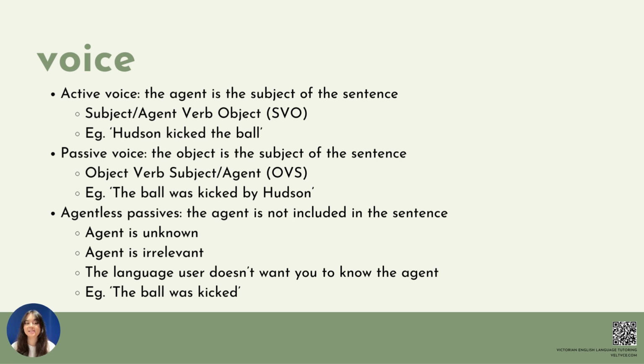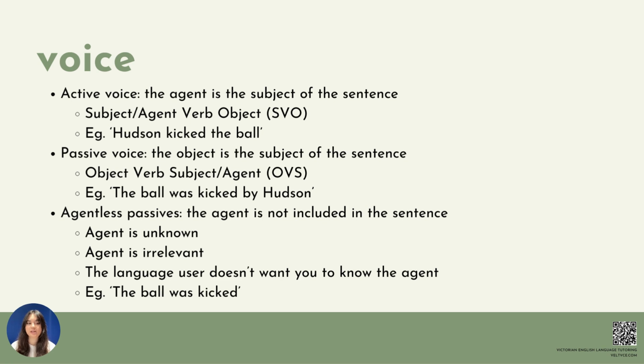Voice. Active voice is what is used most often. So this is where the agent is the subject of the sentence. This is our SVO structure. So we have subject, verb, object. SVO. Hudson, subject, kicked, verb, the ball, object. Active voice is what's most common. So when people are just generally speaking, they will usually use active voice.